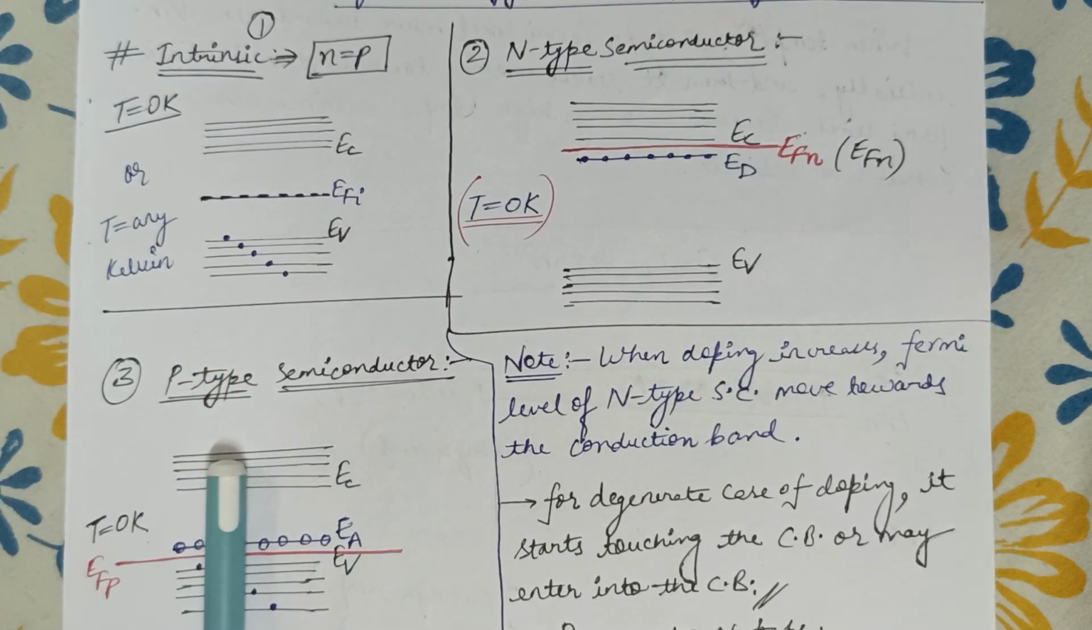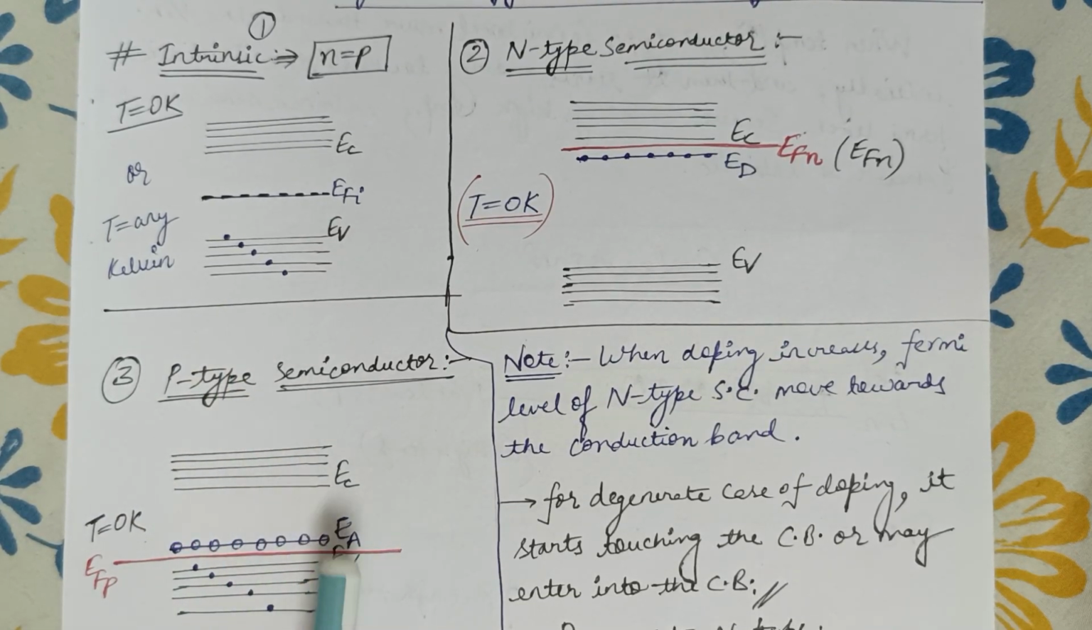In a p-type semiconductor, what will happen? You can see here that E_Fp lies between E_A and E_V at 0 Kelvin. But what will happen if you increase the doping? First it will touch, and then it will enter inside the E_V.